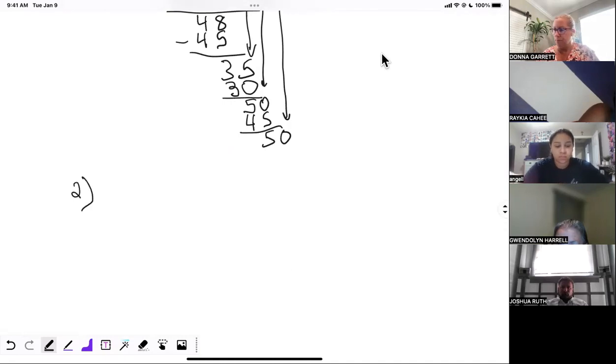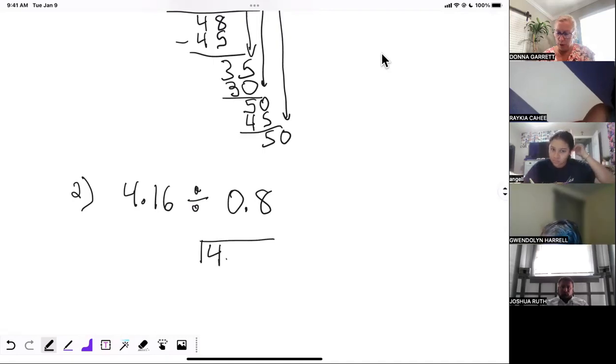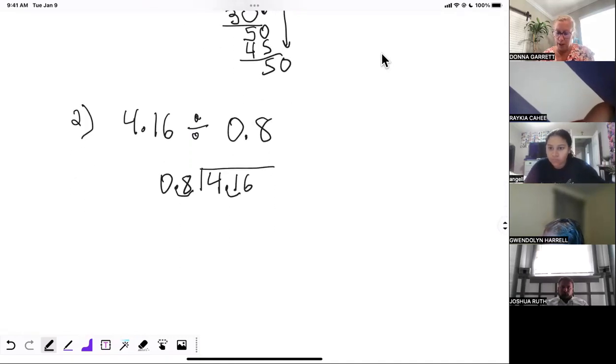Let's do another one. Let's do 4.16 divided by 0.8. All right, again, we're going to set it up, 4.16, 0.8, but we're not going to divide with that decimal. We're going to move it over, move over 1, and then I'm going to write my new problem. Because I moved it over, I don't need the 0, it's just 8. And this is going to be 41.6.